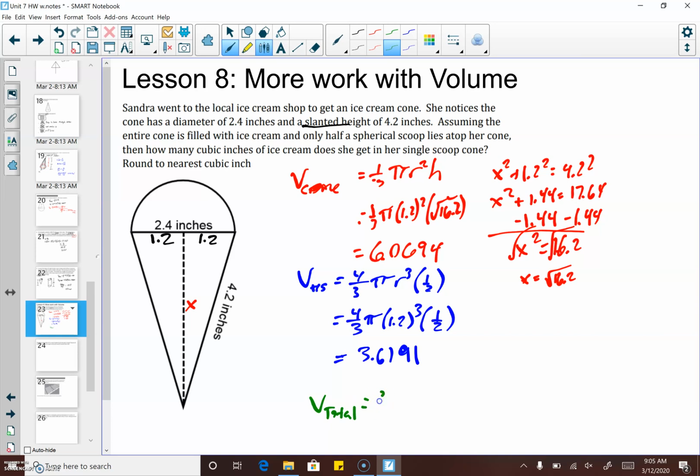So then our total volume here, when we add it together, is going to be that 3.6191 plus 6.0694, and that gives us 9.6, which to the nearest cubic inch is 10 cubic inches as a total volume for our ice cream cone.